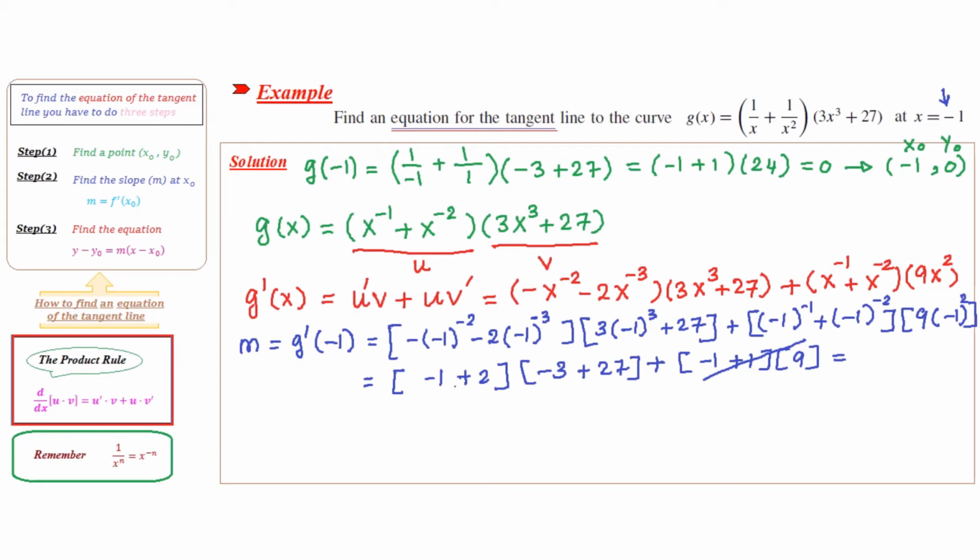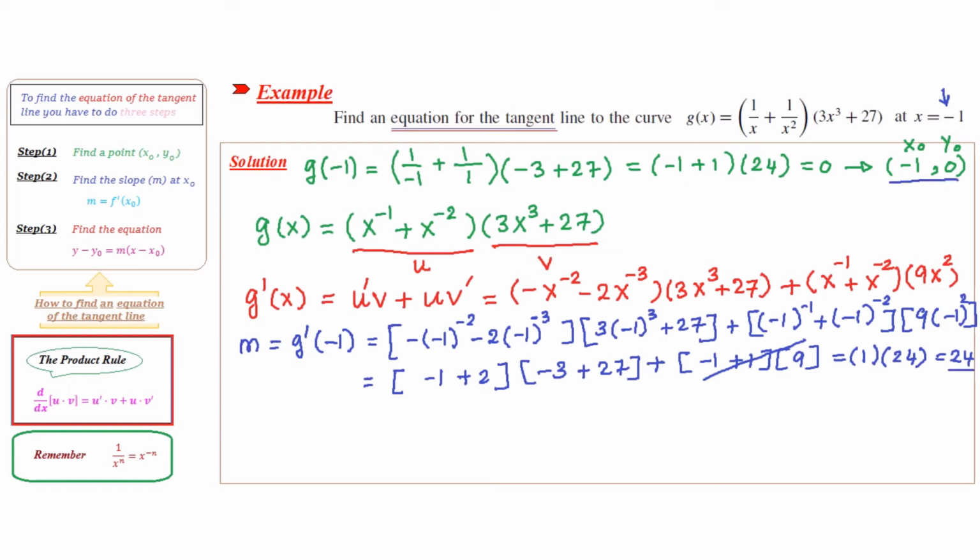And you have to calculate the first term. Minus 1 plus 2 equals 1, multiplied by negative 3 plus 27 equals 24, and this equals 24. So this is the slope, and this is the point.